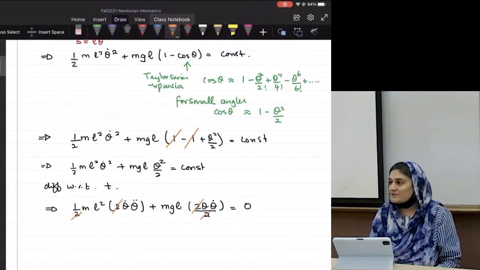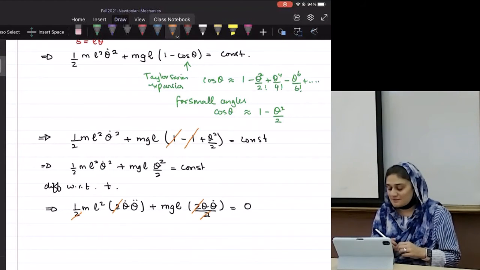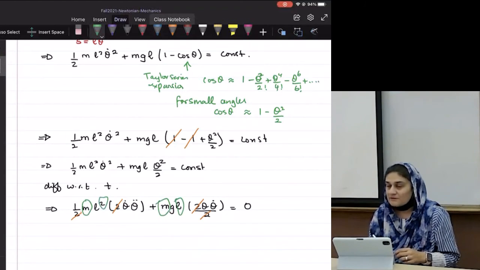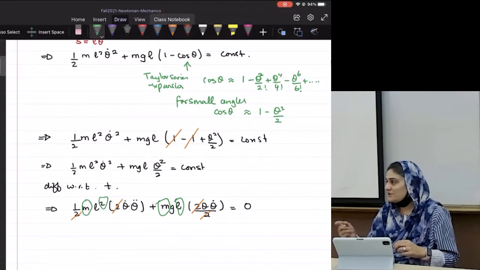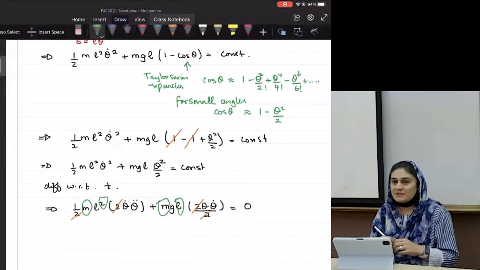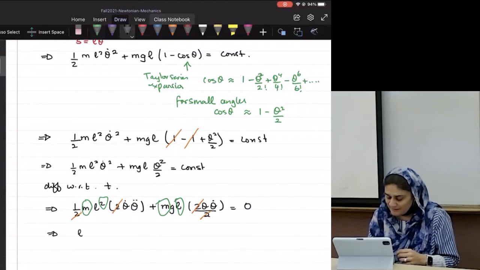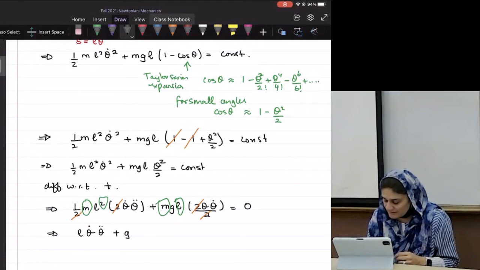And why do we suddenly get a 0 on the other side? Differential of a constant is a 0. So now can I also take away the m's and one of the L's? Because it's equal to 0. M certainly is not 0. L certainly is not 0. So what am I left with? L theta dot theta double dot plus g theta theta dot equals 0.